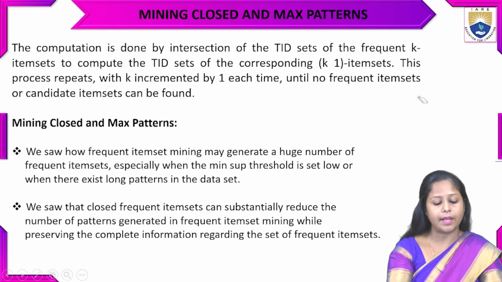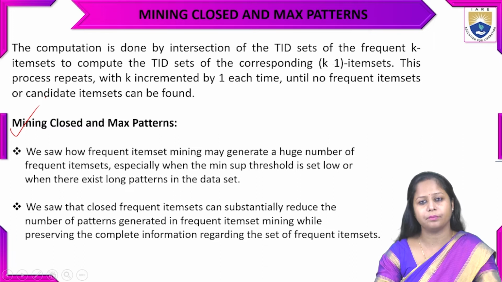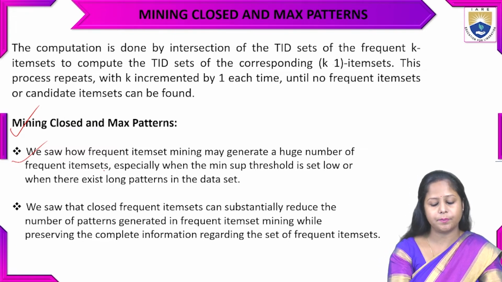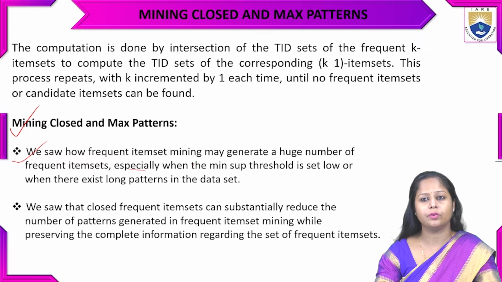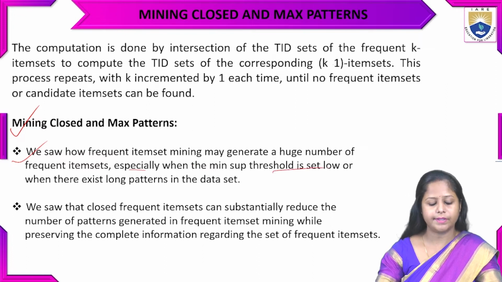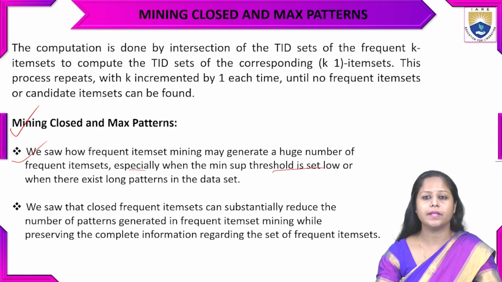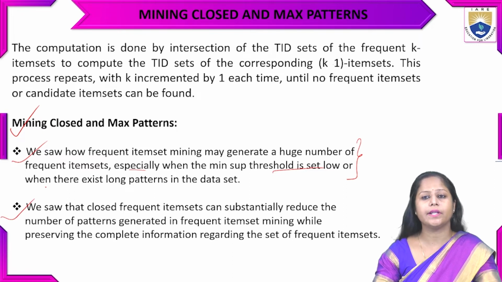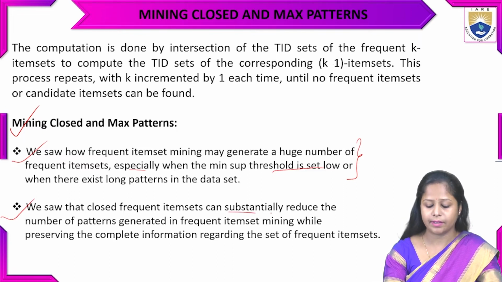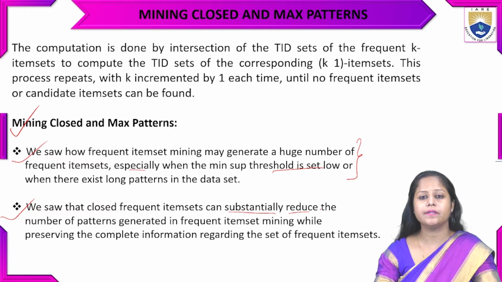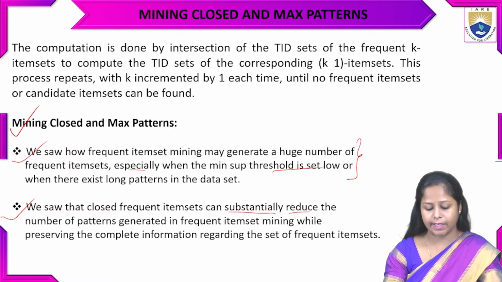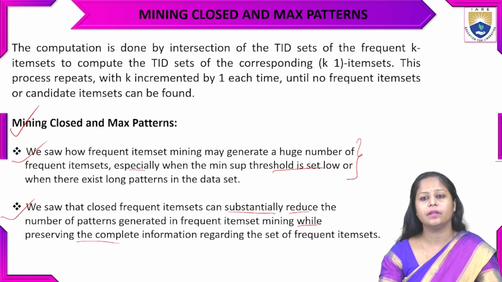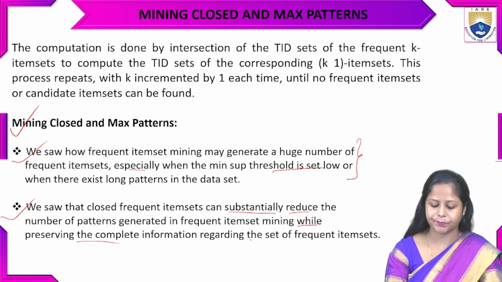Another method is mining closed and max patterns. We saw how frequent item set mining may generate a huge number of frequent item sets, especially when the minimum support threshold is set low, or where there exist long patterns in the data sets. We already saw that closed frequent item sets can reduce the number of patterns generated in frequent item set mining while preserving the complete information regarding the set of frequent item sets.